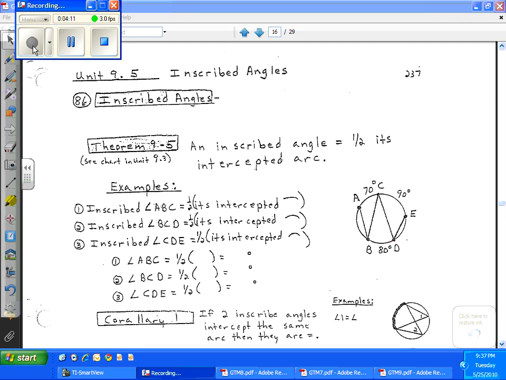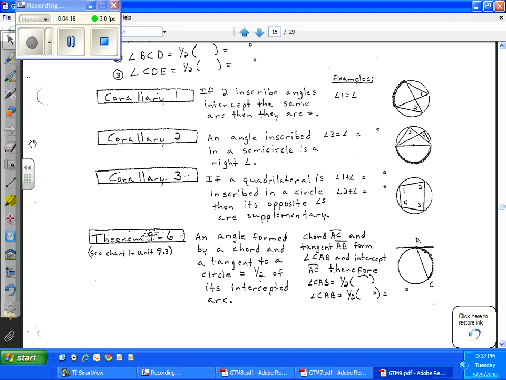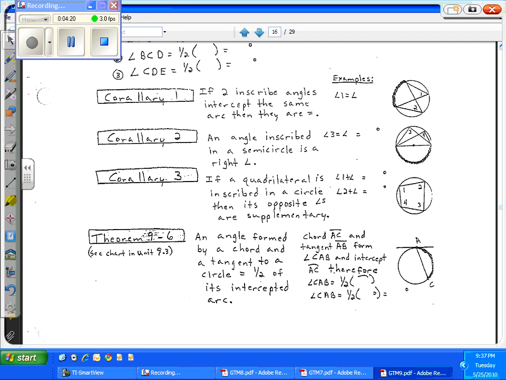And then we have corollaries for Theorem 9.5, things that we can conclude quickly because we know about inscribed angles. If two inscribed angles intercept the same arc, they're going to be equal. Example, let's say we got this arc out here. If angle 1 intercepts that arc, angle 1 is an inscribed angle that intercepts that arc, so angle 1's half of that arc. Well, angle 2 is an inscribed angle that intercepts that same arc, so angle 2 is half of that arc. So if angle 1's half of that arc and angle 2's half of that arc, then angle 1 and angle 2 must be equal. If two inscribed angles intercept the same arc, then those two angles are equal.